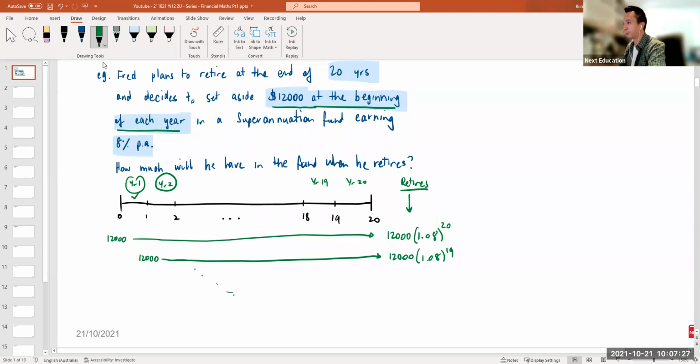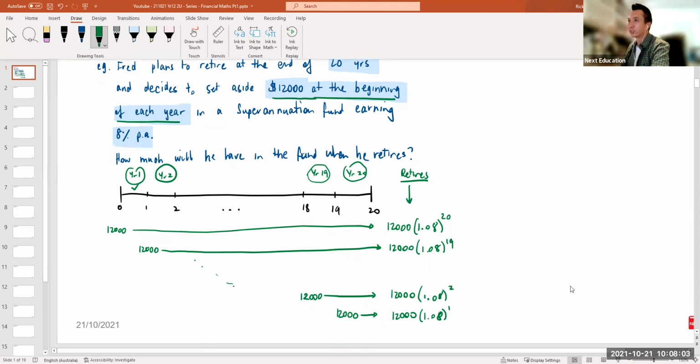Now, let's go and explore year 19. So at the beginning of year 19, at this 18 point, he puts in $12,000, and that gets 2 years of compounding, right? And similarly, at the beginning of that last year, year 20, he puts in his last $12,000. And because he put it in at the beginning of the year, he'll get 1 year of compound interest, right? So you can sort of see the stream of payments that I need to add in order to get the final payment, right?